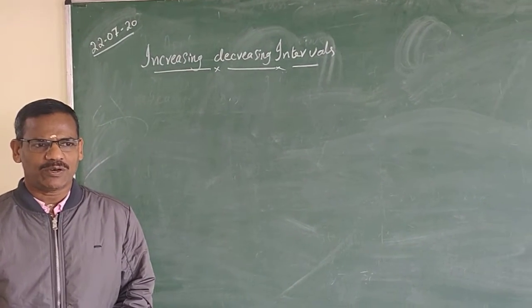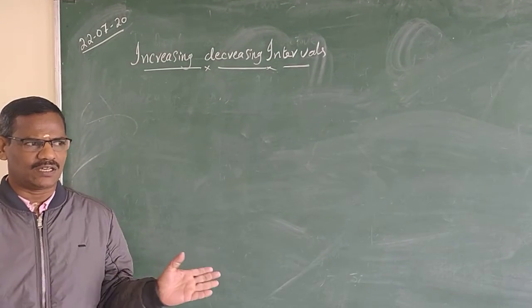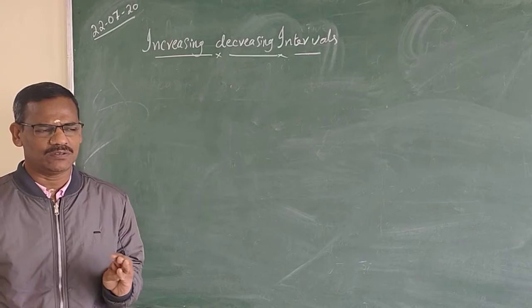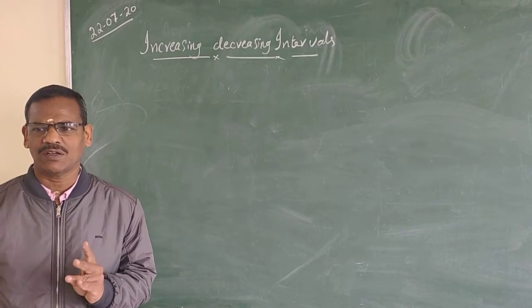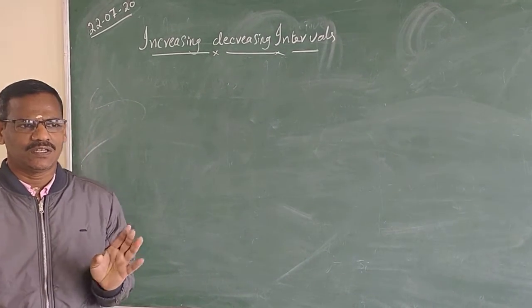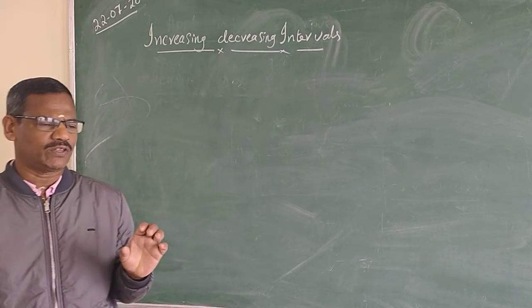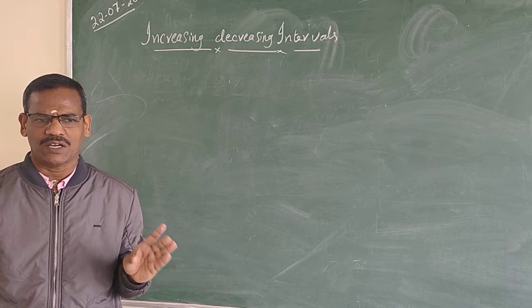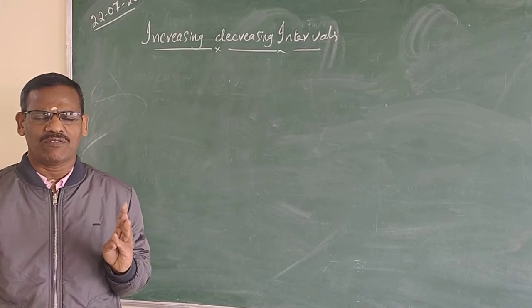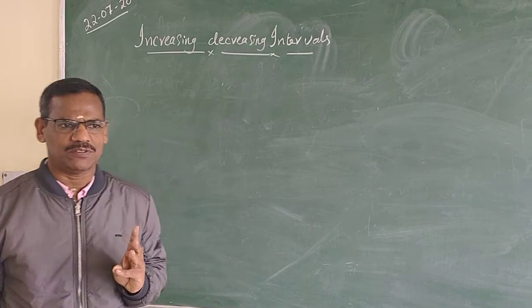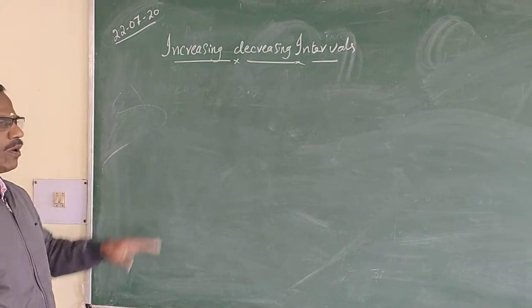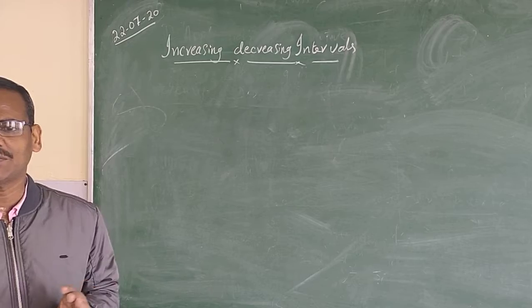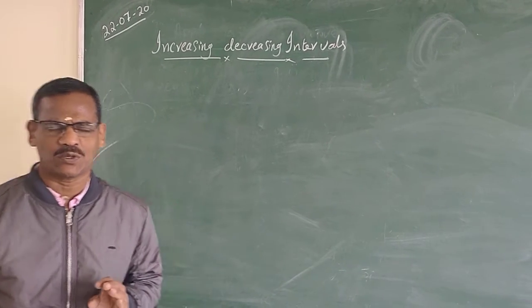Today we continue the same topic of increasing intervals and decreasing intervals. In the last class we explained how we can use the differentiation or derivative to find the increasing interval or decreasing interval. The recapitulation of it is: in an increasing interval f dash x is always positive, and in a decreasing interval f dash x is always negative. So we will solve one or two problems of the trigonometric function also today. In the last class we solved the algebraic expressions only.